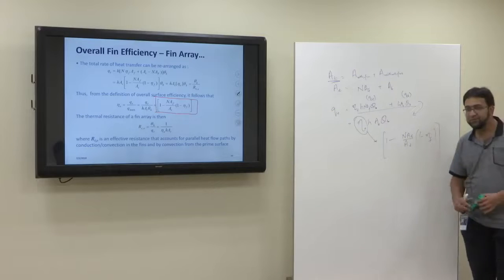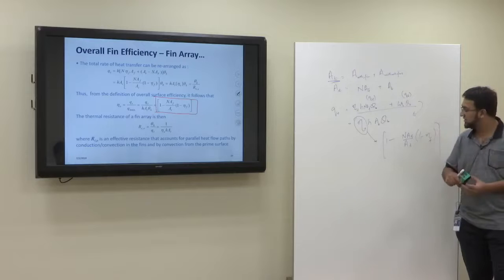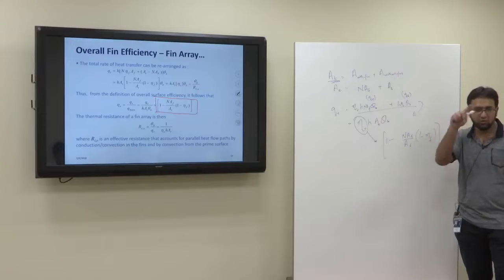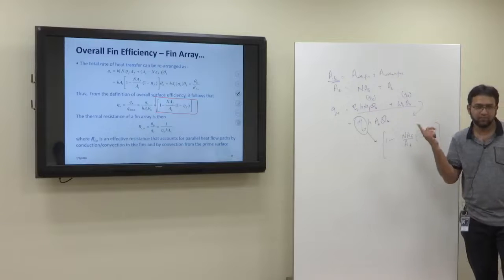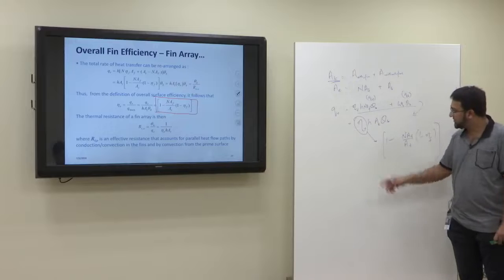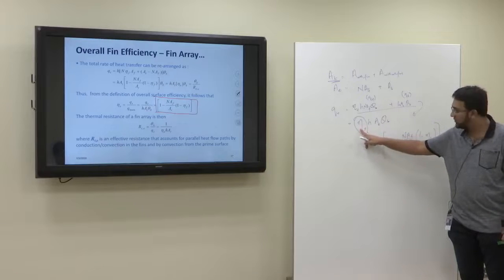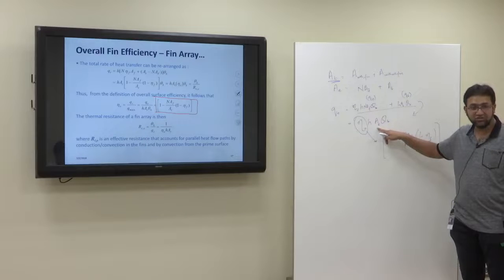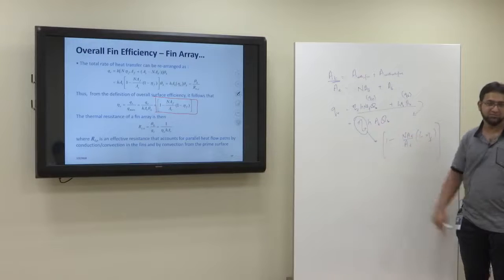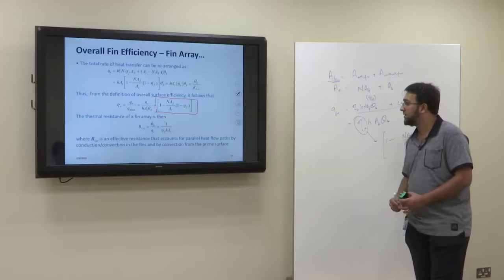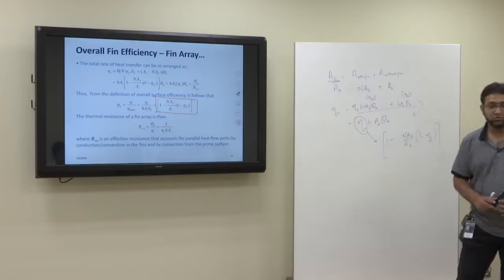So if you do not have any fins, then the overall efficiency here will be 1. If you have fins, then this will be less than 1. However, you will have a very large area here. AT will be very large because of the fins. Surface area would significantly increase. Is it clear or not?